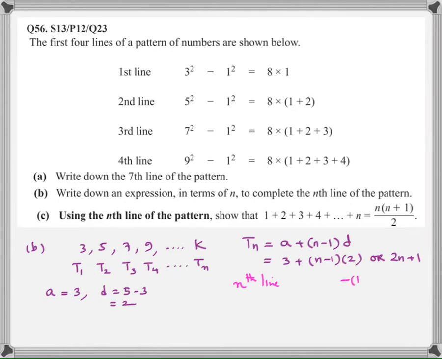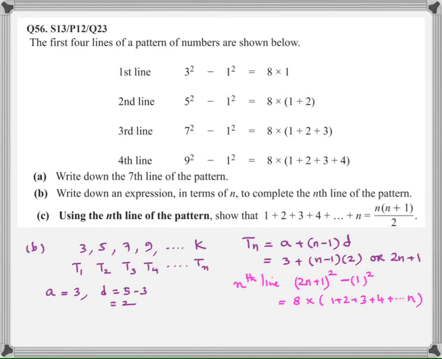Therefore, the nth line would be, after the minus, there is a 1 square. And before that, what should be there? 3, 5, 7, 9, 11, 13, 15. It keeps on growing. What does it become? It becomes 2n plus 1 whole square. What would come on the right hand side? On the right hand side, we will have 8 multiplied with 1 plus 2 plus 3 plus 4 plus 5 plus 6 all the way till n. So that's how the pattern for the nth line is written. I hope you understand the beauty of this particular pattern of numbers, and that's how things would come into being.